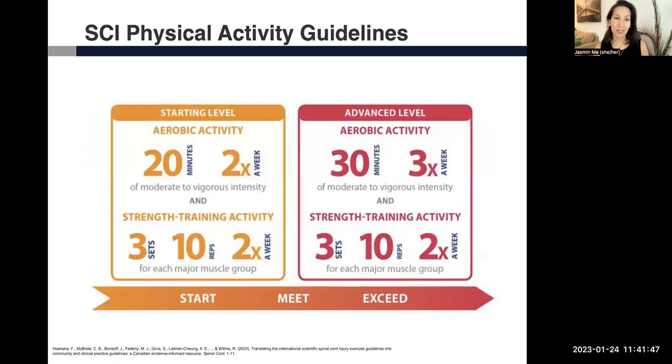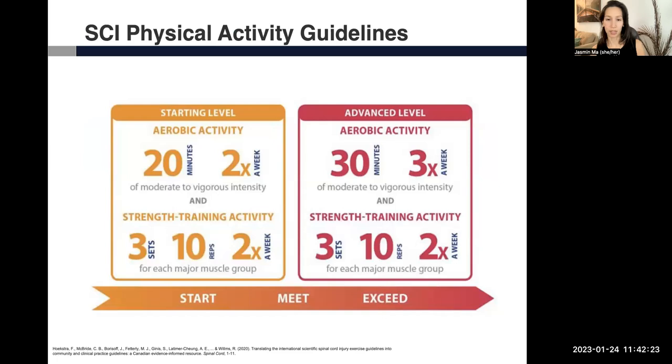So an important piece of this information are the spinal cord injury physical activity guidelines. And one thing to note with the guidelines is that just because we have guidelines doesn't mean that it's a place where we need to start. The really beautiful thing about the spinal cord injury specific physical activity guidelines is what's unique from, say, for example, the 24-hour movement guidelines is they provide a minimum threshold for what we need to see for the starting level, where we can achieve fitness benefits, and at the advanced level where we can see cardiometabolic health benefits.